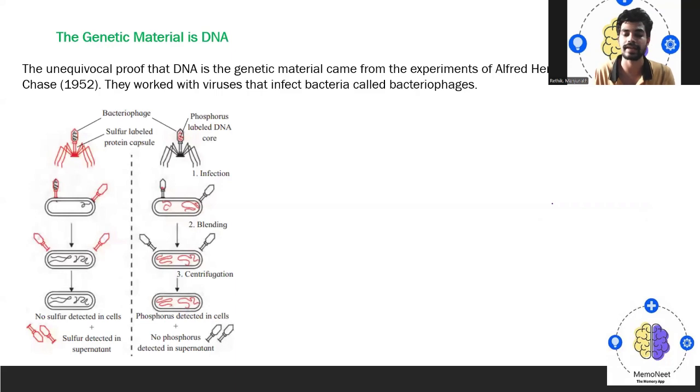So if I conclude that DNA is the genetic material, a unique proof experiment was conducted to show this. It was done by two scientists in 1952. They worked with viruses that infect bacteria and use bacteria as hosts, which are called bacteriophages. So that experiment was done.